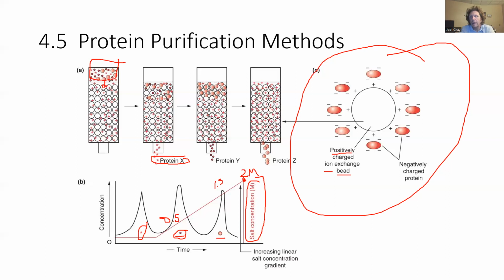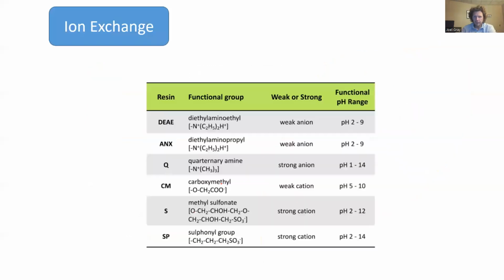This is known as a gradient elution profile. So there is a gradient of salt concentration. We are gradually increasing our salt concentration to elute our proteins.